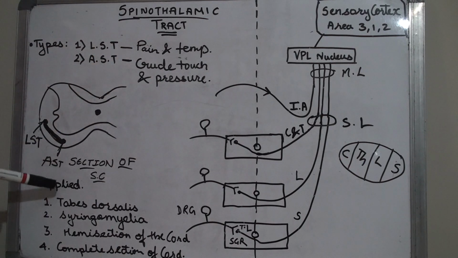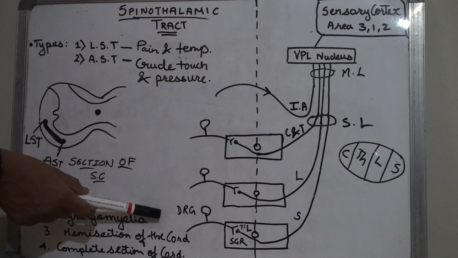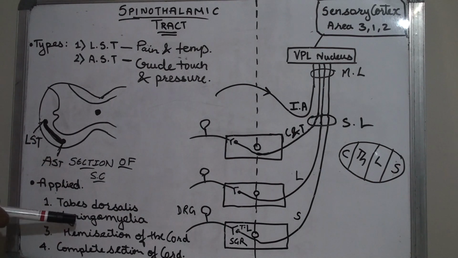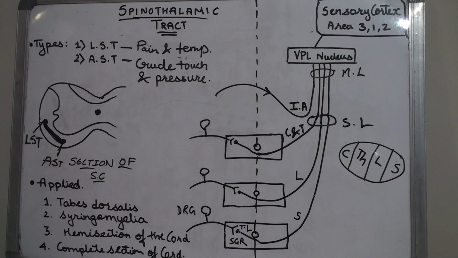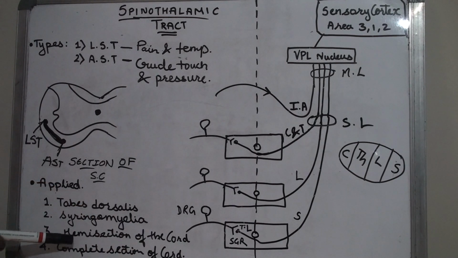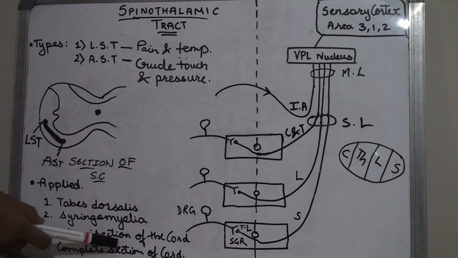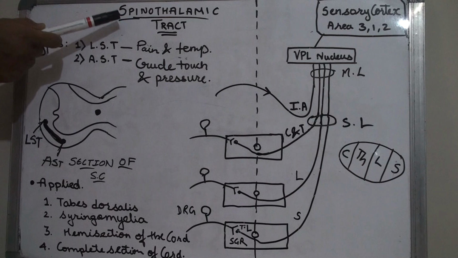Now let's see the applied aspects. The disorders which can affect those spinothalamic tracts are Tabes dorsalis, which is the syphilitic infection of the spinal cord. Syringomyelia, a condition where a cyst or a cavity is formed, which could be an acquired one or a hereditary one. Third is hemisection of the spinal cord, also known as Brown-Sequard syndrome. And finally, complete section of the spinal cord. So any of these disorders can affect your tract.